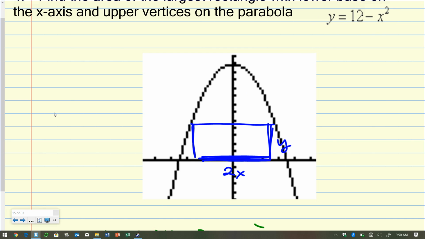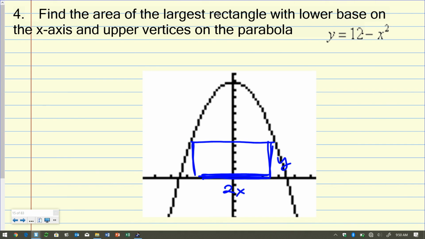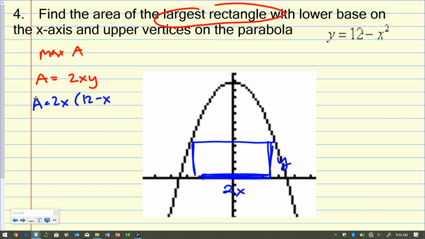All right, what are they trying to tell me to maximize or minimize here? Area of the rectangle. So I'm going to maximize area. And what is my area of the rectangle? Be careful. 2xy. Okay, and then I need a constraint because I don't want two variables here. What's another equation that I can use to get rid of either the x or the y? Well, by golly gee whiz, check that out. It's already here. So I'm just going to plug that in. 12 minus x squared.